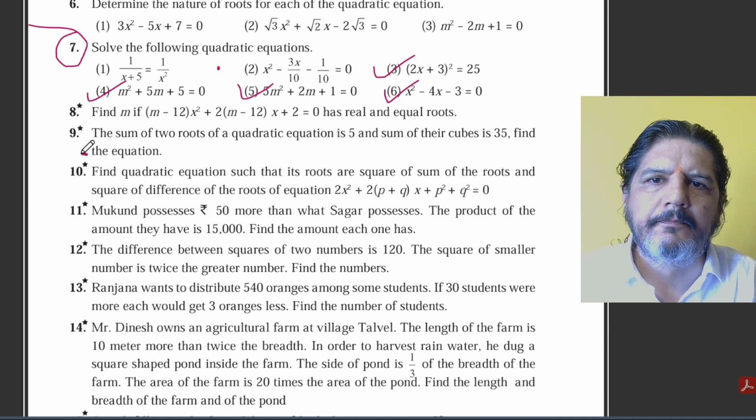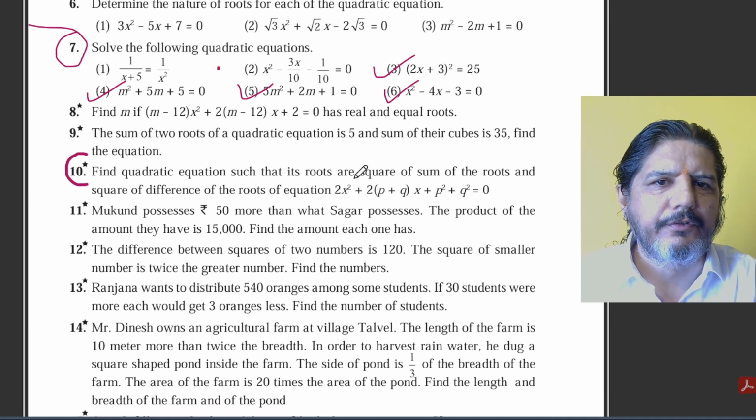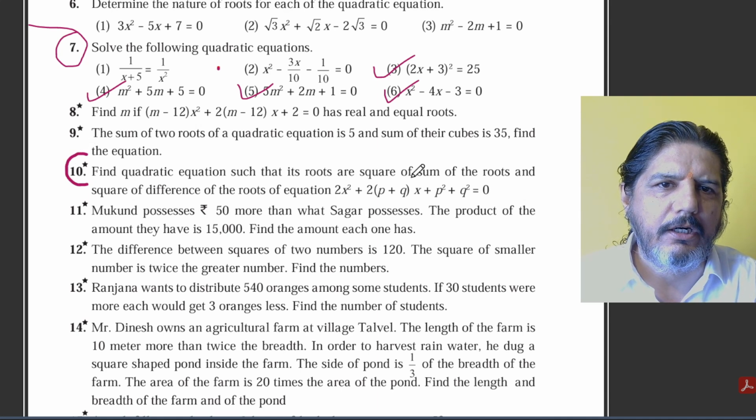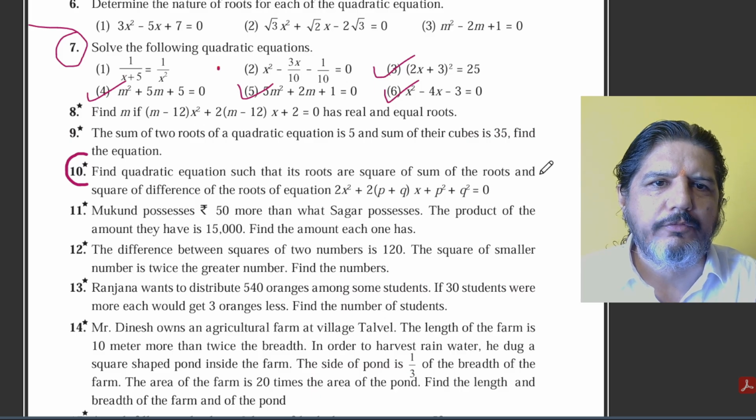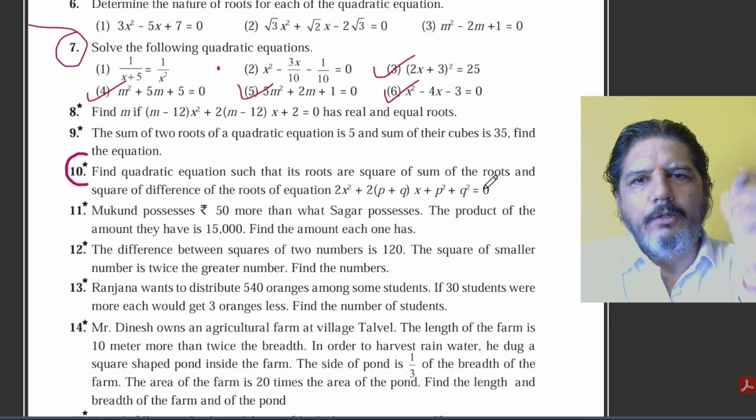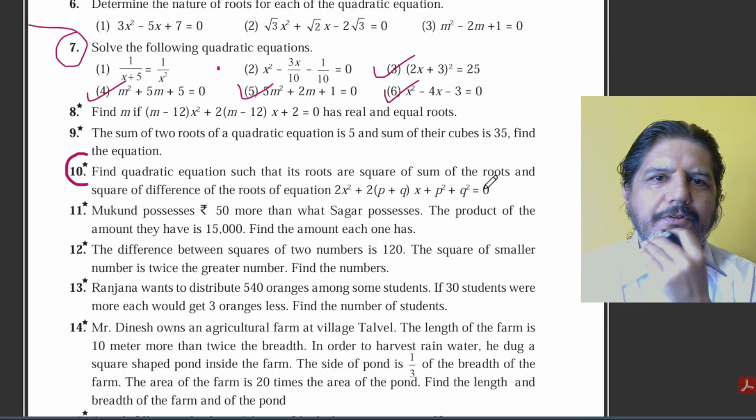Question number 10. Find a quadratic equation such that its roots are the square of the sum of the roots and the square of the difference of the roots of the equation given. Now, if you ask me, this is a tough question.